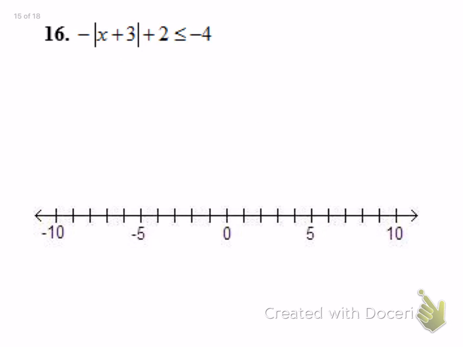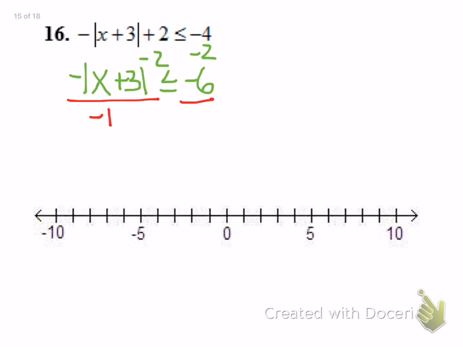This one here, I have to get rid of the stuff on the outside before I can rewrite it. Divide by -2. I get negative absolute value of x plus 3 less than or equal to -6. Now, if I didn't have to get rid of the negative sign in front, this would be a no solutions one. But by dividing by -1, I'm going to get the absolute value of x plus 3 greater than or equal to 6.